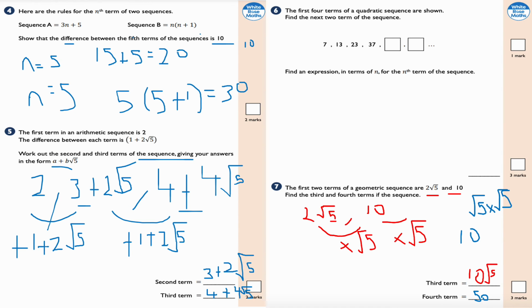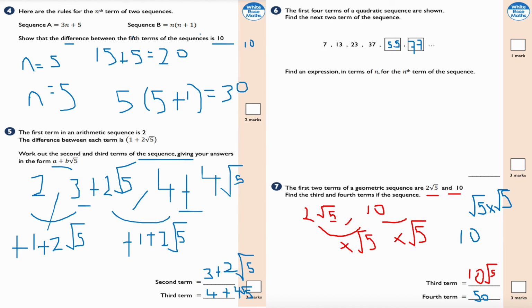The first 4 terms of a quadratic sequence are shown. Find the next 2 terms in the sequence. Well, I'm adding 6, then I'm adding 10, then I'm adding 14, then I'm going to be adding 18. So that's going to give me the answer of 55. And then I'm going to be adding 22, which is going to give me 77. Okay, if I'm not mistaken.